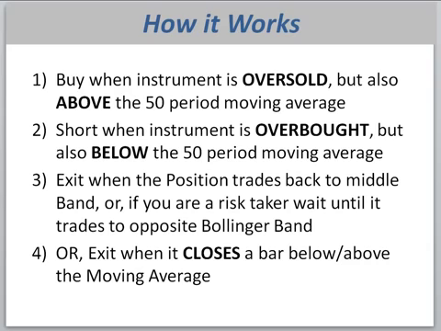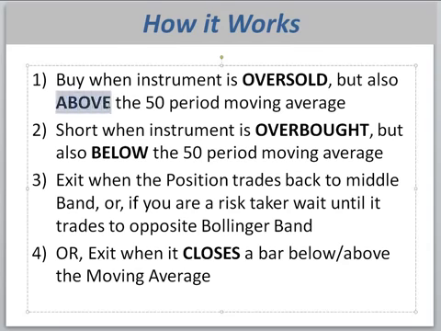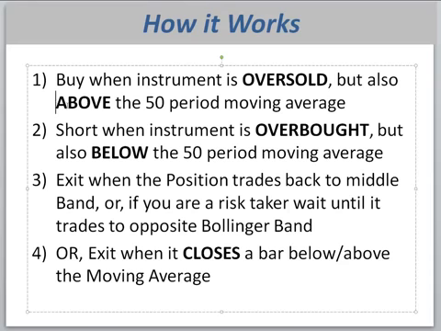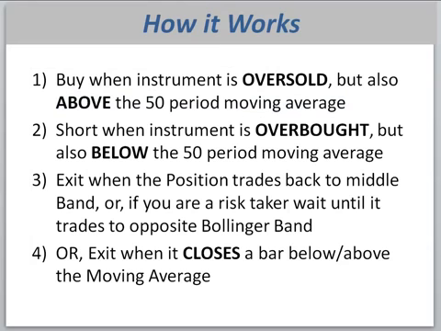So we're going to be buying when our instrument is oversold, but it also has to be above the 50-period moving average. Why do we want it to be above the 50-period moving average? Because it shows that the trend is still there. We're still buying with the trend. Make the trend our friend. Similarly, we're going to be shorting when an instrument is overbought, but it's also below the 50-period moving average. So we're buying when something's oversold and shorting when things are overbought, but as long as the momentum is there.